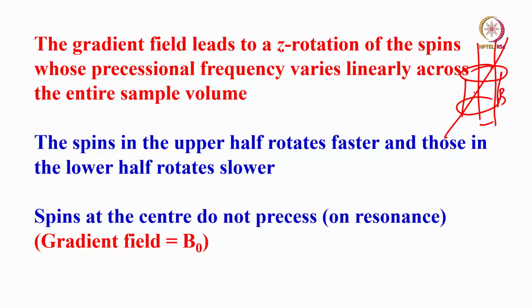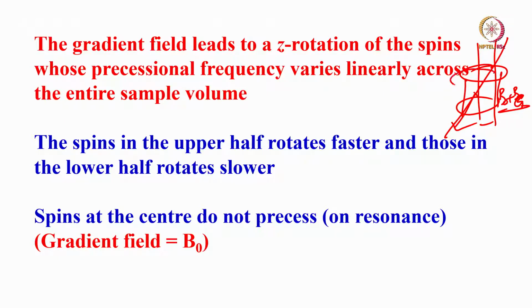B naught plus the addition of the magnetic field because of the gradient, let us say Bz or Bg, will keep adding up. Here it keeps coming down. So, as a consequence, what happens? Different parts of the sample experience different precessional frequency. So, that is another important thing.